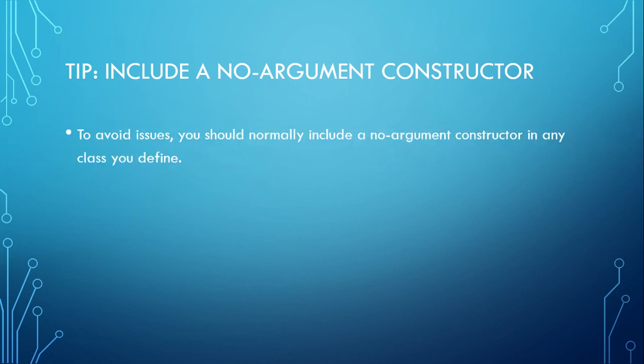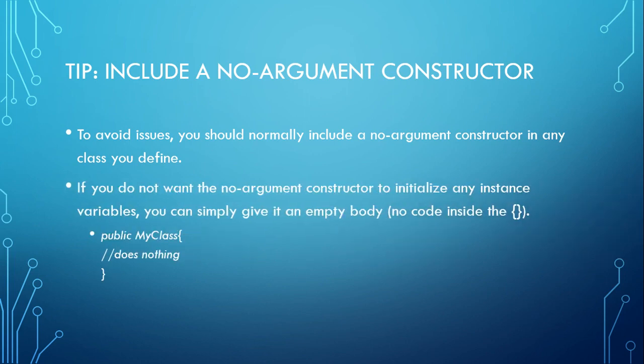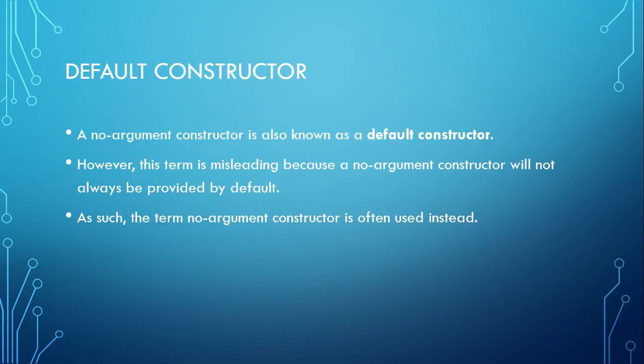So, in order to avoid issues, you should normally include a no argument constructor in any class you define. If you do not want the no argument constructor to initialize any instance variables, you can simply give it an empty body, where there's no code inside of your curly brackets. So, for example, public class, and then just don't do anything, and it just does nothing. Now, a no-argument constructor is known as a default constructor. However, this term is misleading because a no-argument constructor will not always be provided by default. As such, we often use the term no-argument constructor instead.